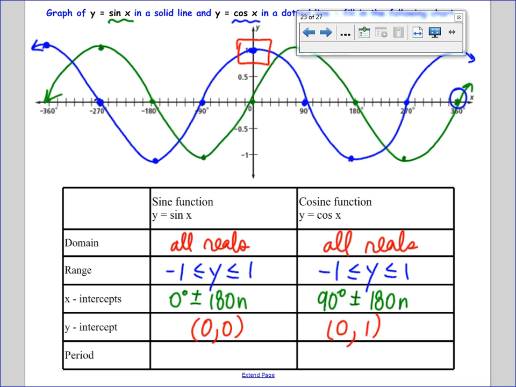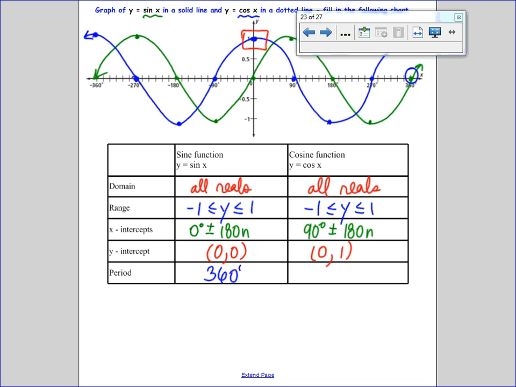This is a period of 360 degrees, and now I can slide this segment along, fall upon its own image over and over again in both directions. So that's why it's called a periodic function. The period, in this case the degrees it takes to complete one full cycle, is 360 degrees.